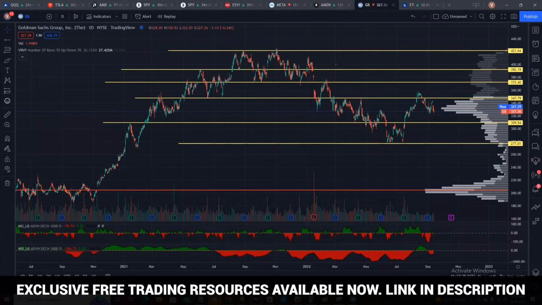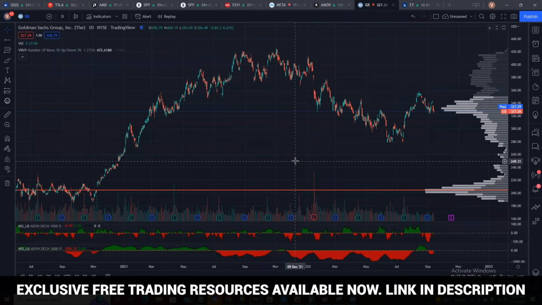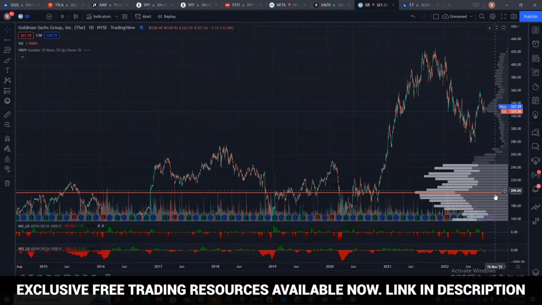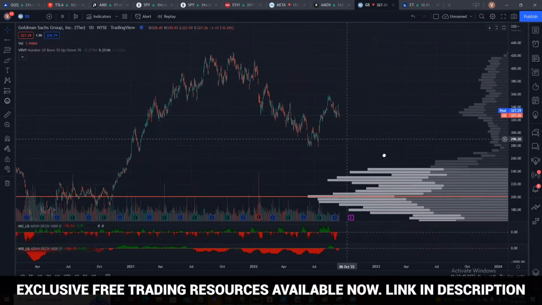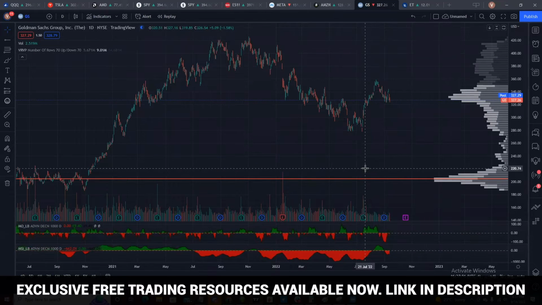But instead, right, we're looking at a daily chart here on Goldman Sachs, right? Let's just get rid of these drawings. We're looking at a daily chart here on Goldman Sachs, and you can see we have a volume profile here to the right-hand side. This volume profile is what we call a visible range on TradingView. Now, this visible range, whatever you look at on the chart, whatever you look at on the screen, is going to show you that volume profile.